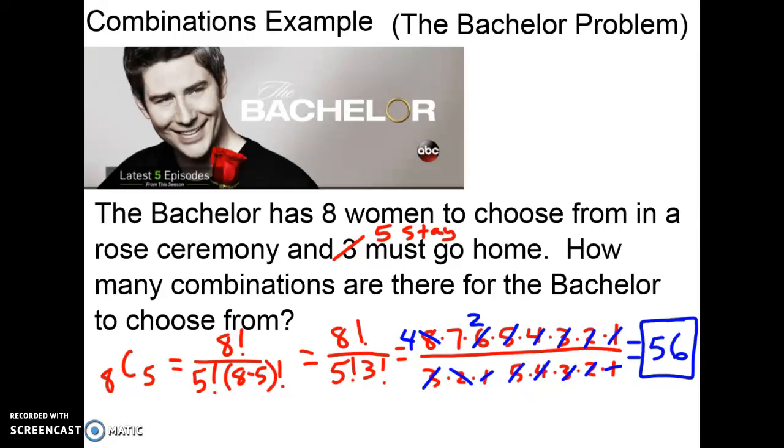And that's obviously a lot of pressure when you have that many different options. But remember, order doesn't matter. It doesn't matter who he chooses first or who he chooses last. All that matters is that they're staying or they're going, and that makes it a combination and not a permutation. So we'll be going over many more examples through the homework today, so we can get used to these different types of combinatorics.